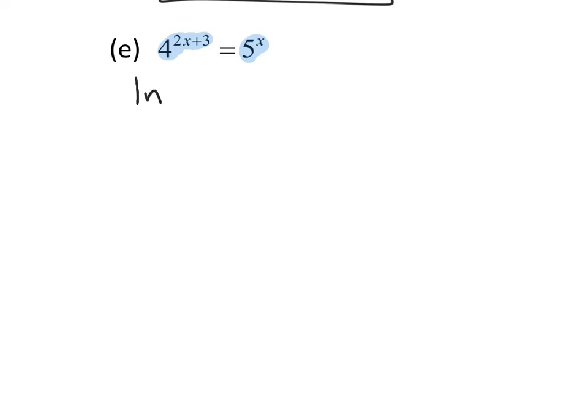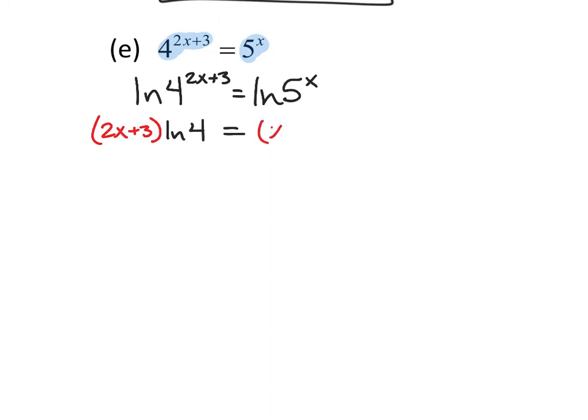So we'd have the natural log of 4 times 2 to the 2x plus 3, equal to the natural log of 5 to the x. On both sides, I can use the power rule to bring that exponent forward. So 2x plus 3 times the natural log of 4 equal to, and I'm going to put this in parentheses on purpose, x times the natural log of 5.